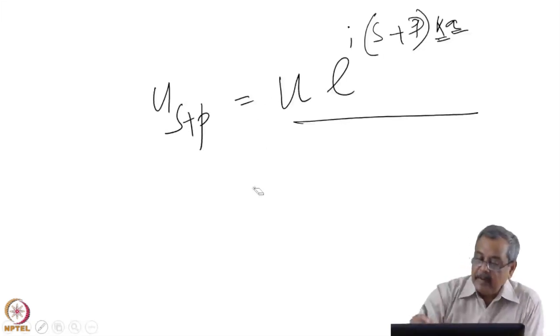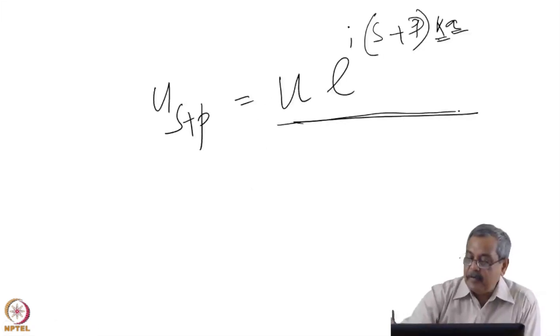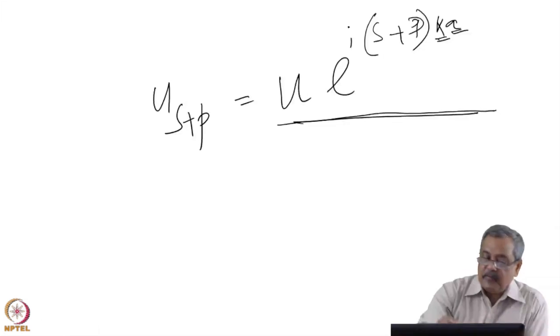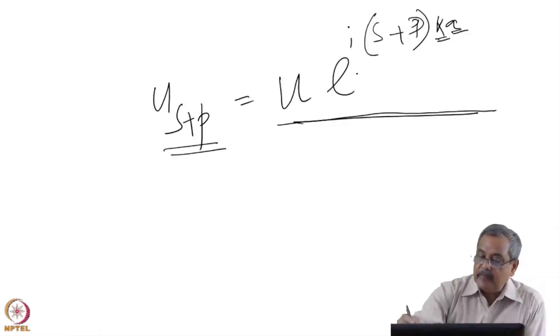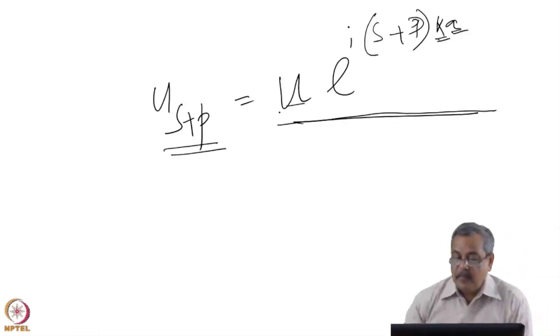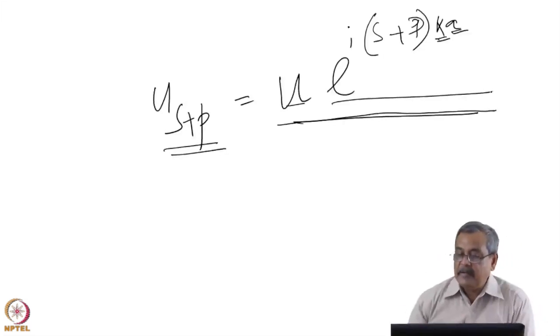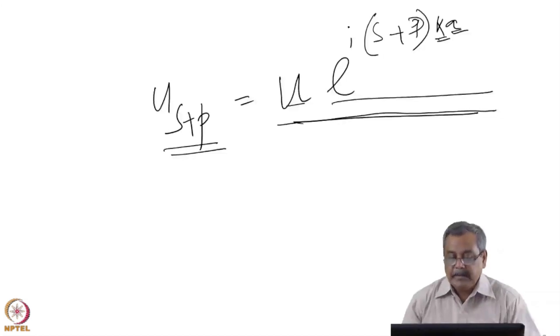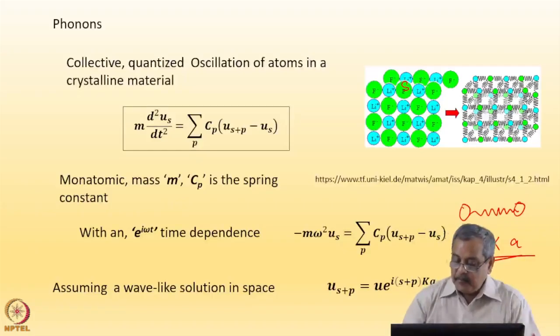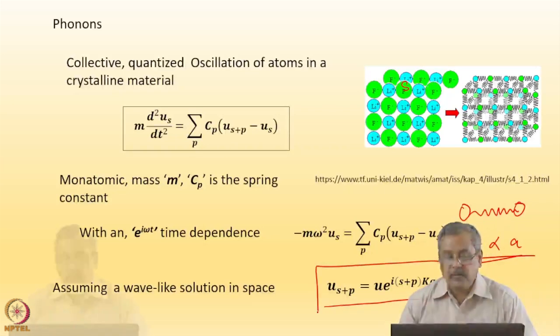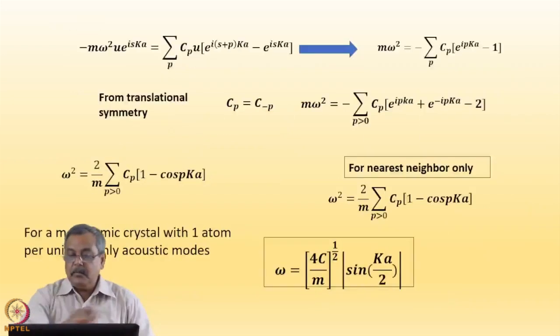I have taken the displacement as a traveling wave in space, and this is a very general solution: u of s plus p is given by a wave-like solution. And what are the solutions? Let's get into that now.